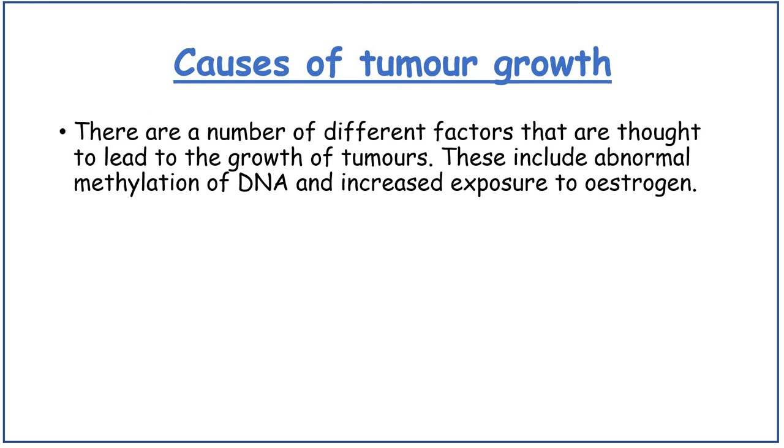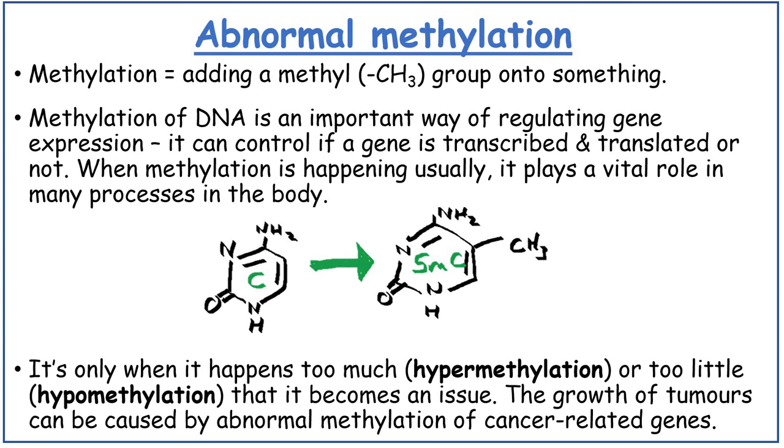Causes of tumour growth. There are a number of different factors that are thought to lead to the growth of tumours. These include abnormal methylation of DNA and increased exposure to oestrogen, which is for breast cancer. Abnormal methylation is adding a methyl or CH3 group onto something. Methylation of DNA is an important way of regulating gene expression. It can control if a gene is transcribed and translated or not.